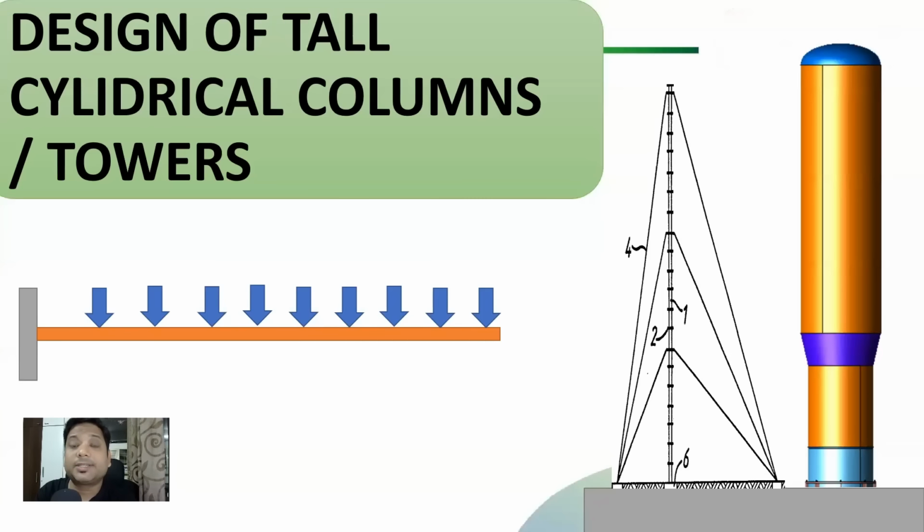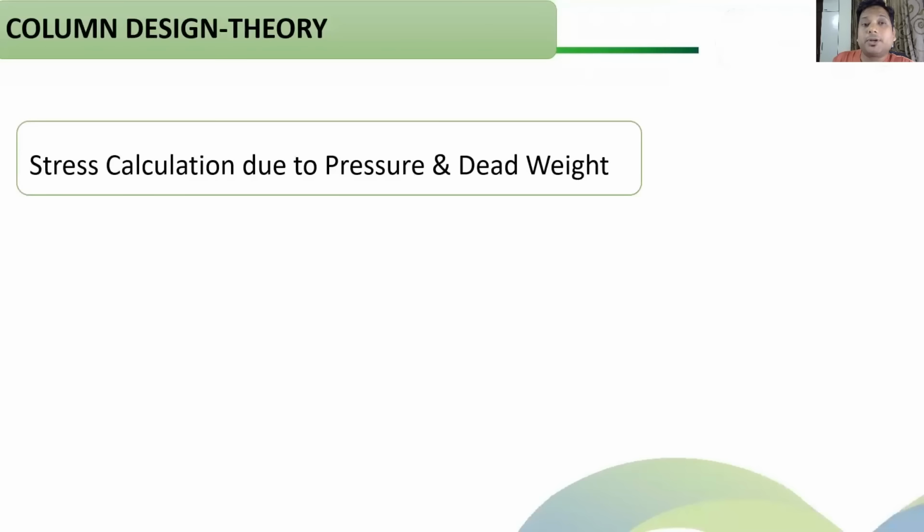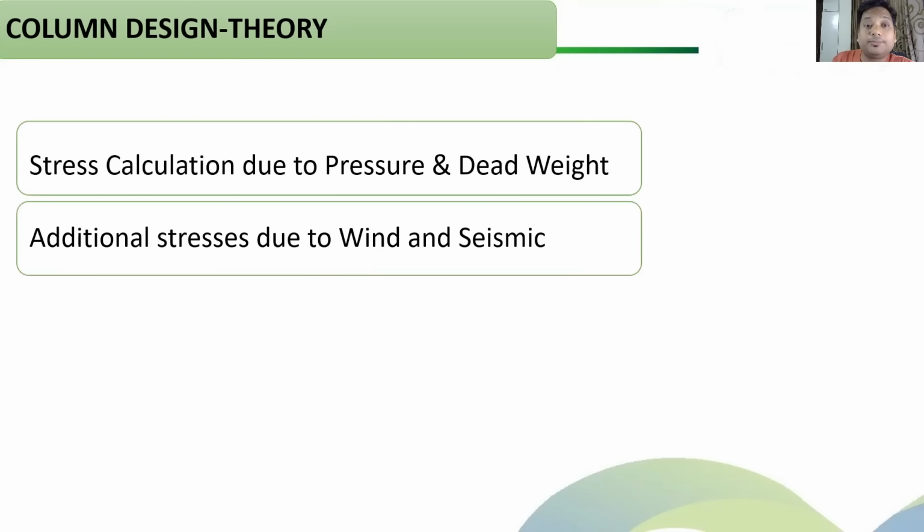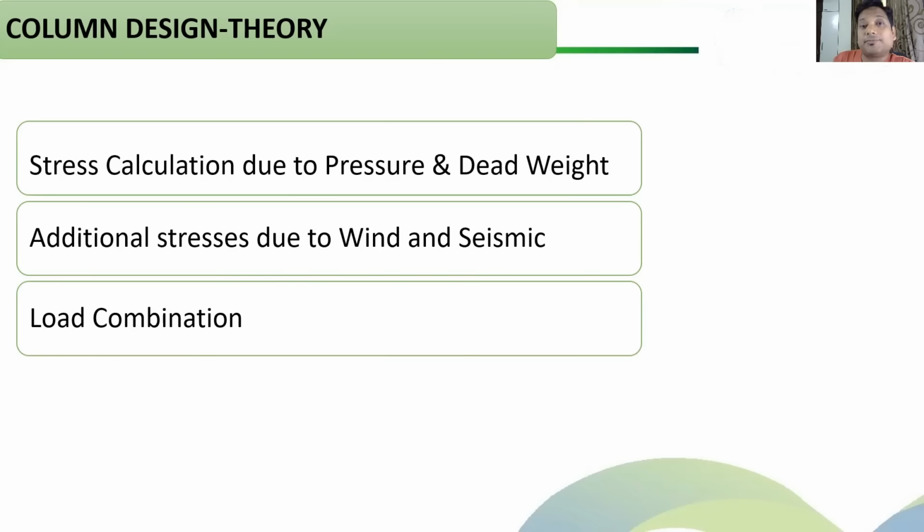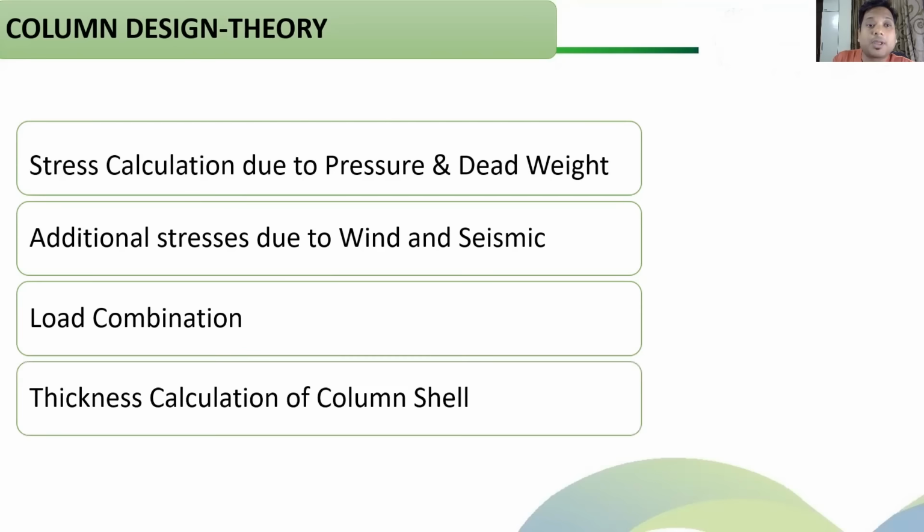So we'll move to the next section where we'll see the detailed syllabus of what we are going to cover. This whole column design chapter has been divided into two main parts. One is theory and the second is PVElite software training. In theory, we are going to cover stress calculation due to pressure and dead weight. We are also going to see wind and seismic, and how the stresses are created. Then we'll see the load combination of pressure, dead weight, and wind or seismic, whichever is governing. Based on those, we will be calculating the thickness of the column.